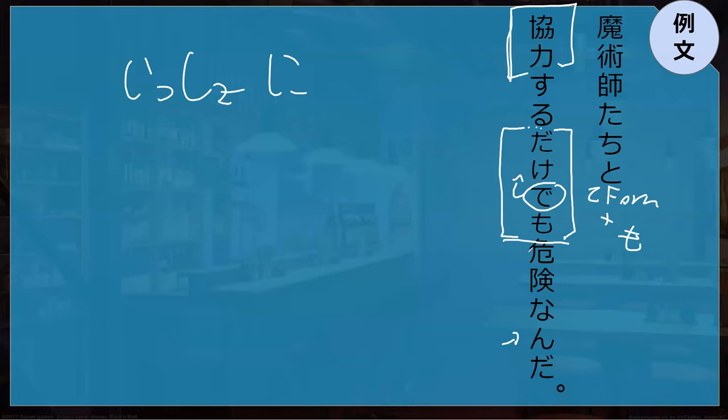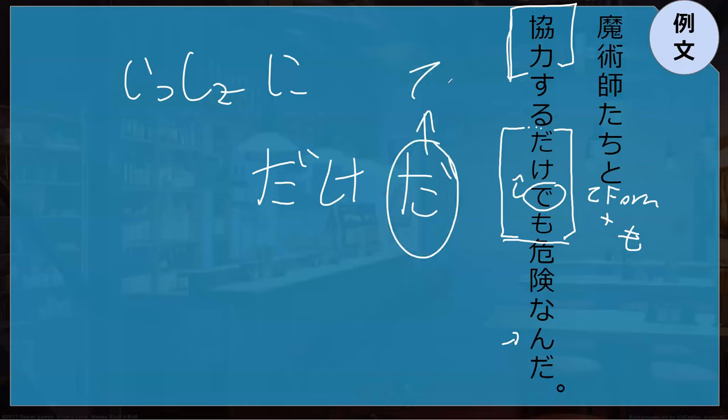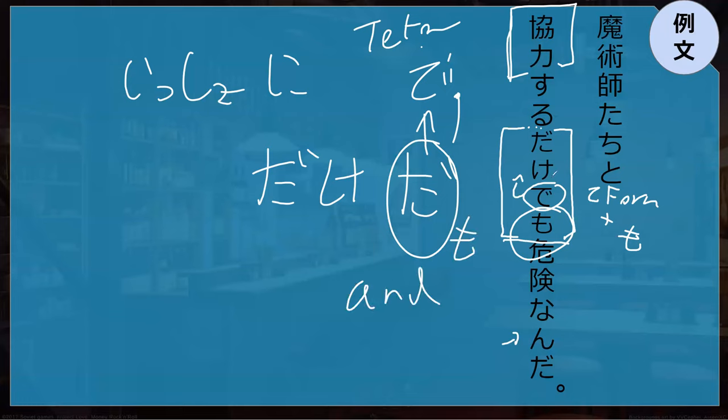Dake de. So what is dake de? Well, we've seen dake de already. Like dake, and then we have da, and then we turn da into de form so that we can add a comma here. Dake de, so only with. And then we added mo, because de is the te form of da. It's a way to say and. Then we're adding mo. You can't say dake mo. That's not grammatically correct. Dake and mo do not want to get married. They're like, ew, I need my marriage counselor de to stick in here.